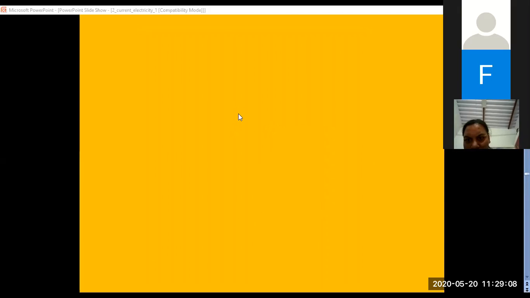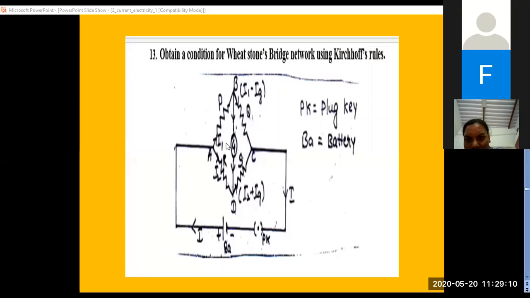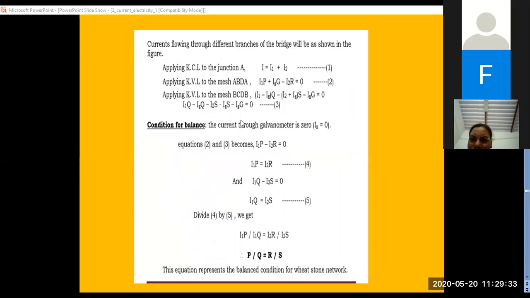We are taking the derivation along the clockwise direction. So you can see I is entering here, and I1 and I2 are moving in the other direction. So the current entering should be equal to the current leaving, I1 and I2. So at the node A, capital I is equal to I1 plus I2. Call that equation 1.